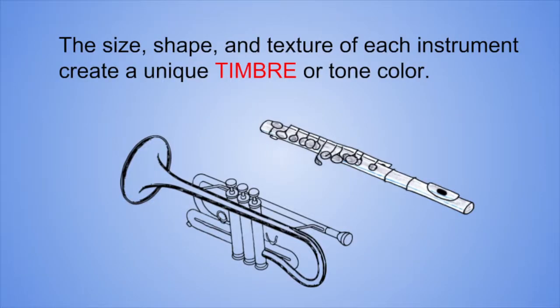We distinguish instruments, a flute from a trumpet, for example, using timbre. The size, shape, and texture of each instrument add a unique set of overtones to the fundamental. These overtones give each instrument its own timbre.